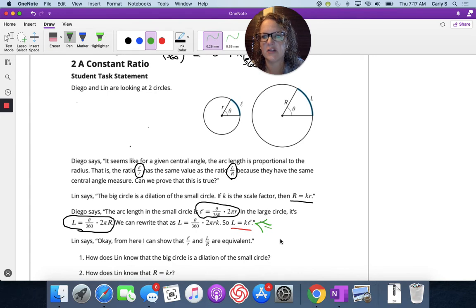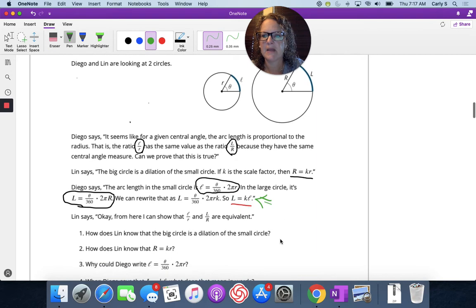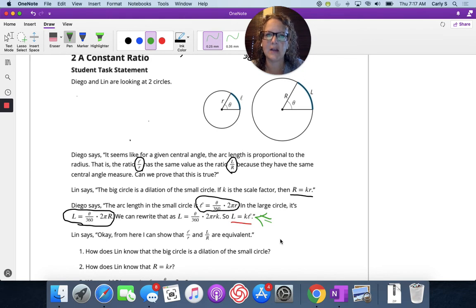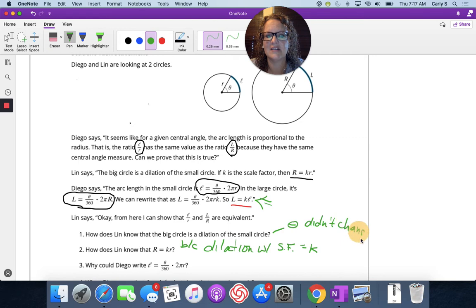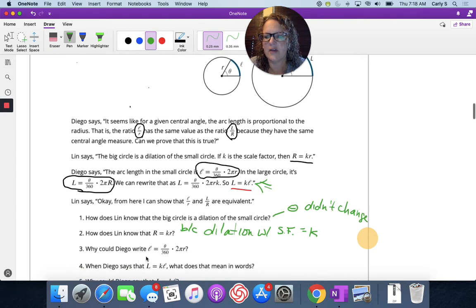So Lynn says, okay, from here I can show that little l over little r equals big L over big R. I can show that those two things are equivalent. How does Lynn know that the big circle is a dilation of the small circle? Because the angle has not changed. How does Lynn know that big R equals K times little r? Because it's a dilation with scale factor K, because theta didn't change. Why could Diego write L equals theta over 360 times 2 pi r? Because that's how you find the length of the arc, because that's what we've been doing for 2 days.